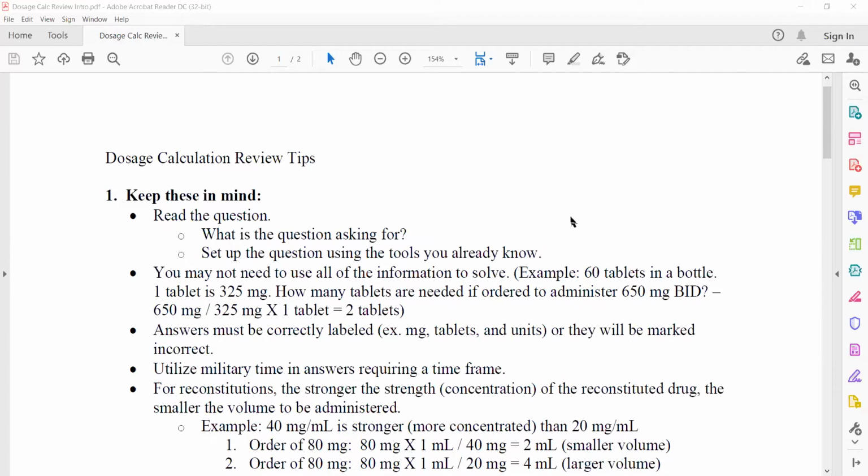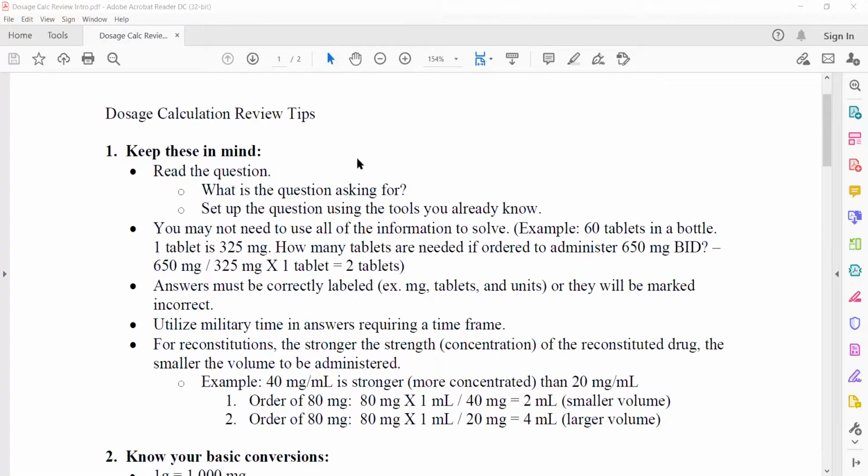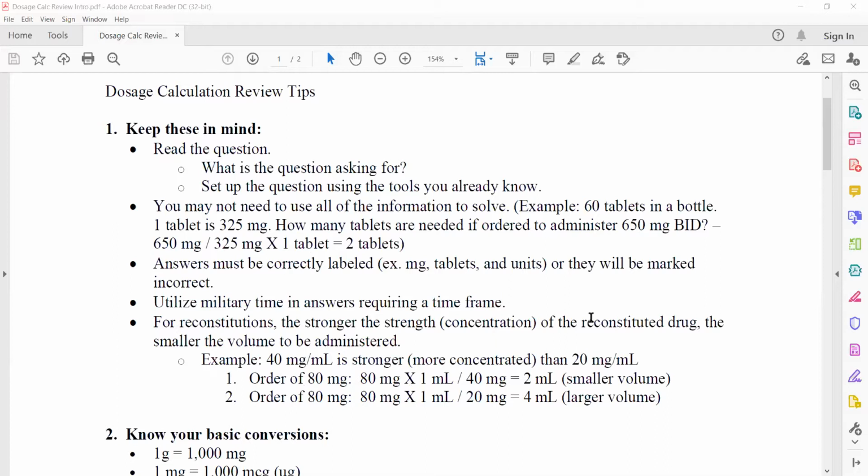Okay, so a couple of things just to keep in mind. Make sure you're reading the question. A lot of times students will read a question, and it'll say something like, how many tablets are needed if ordered to administer 650 milligrams BID? Now, it's also going to be important that you know what some of these things mean, right? So BID means twice a day. Now, there are some references, and if you ever have a question about what that means, please just either ask in the chat or let me know, because I need to know what you don't know.